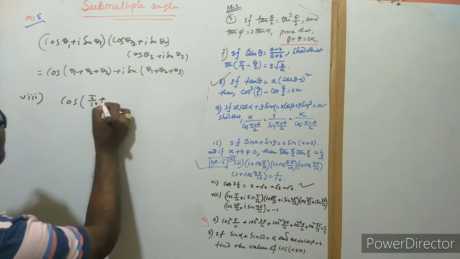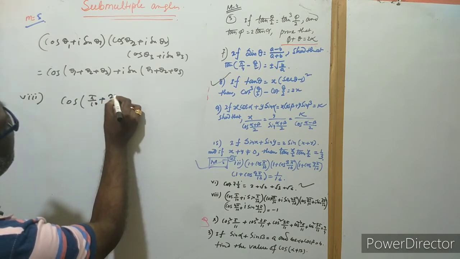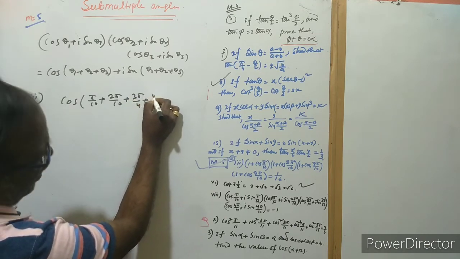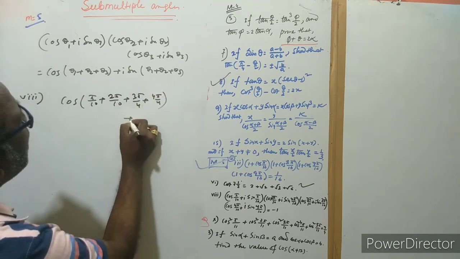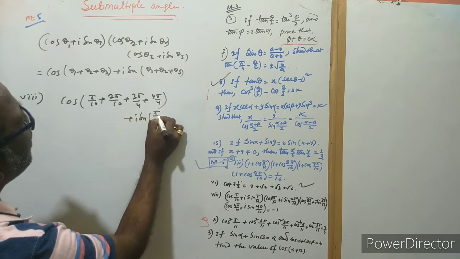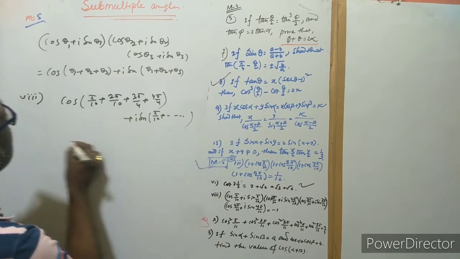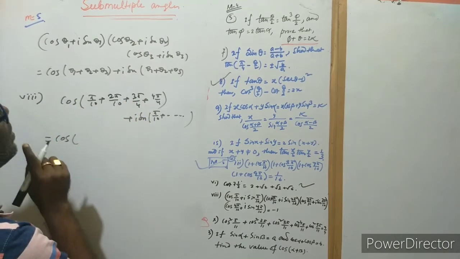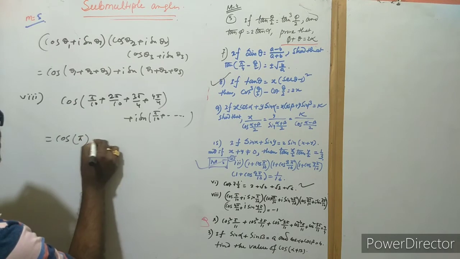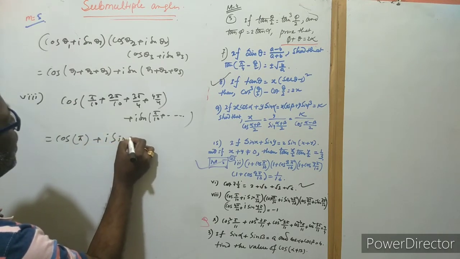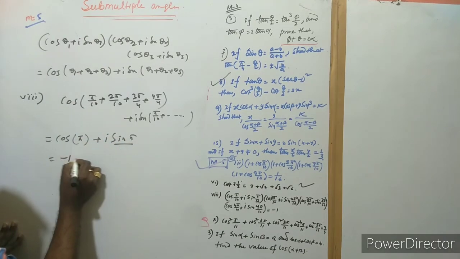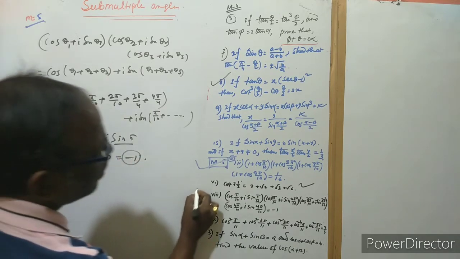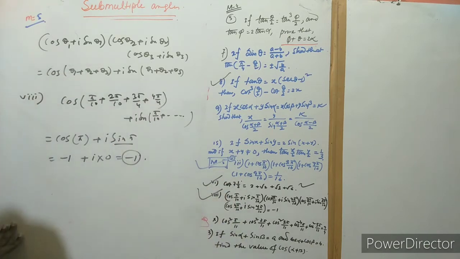This is pi by 10, this is 2 pi by 10, this is 3 pi by 10, and this is 4 pi by 10 here, and also i into sine of that pi by 10, and then we get here cos of 4, 3, 10, 7 and 10, this is pi, and i into sine pi. Sine pi is actually 0 and cos pi is minus 1, so i into 0 here, so this result is minus 1. So see the solution here.